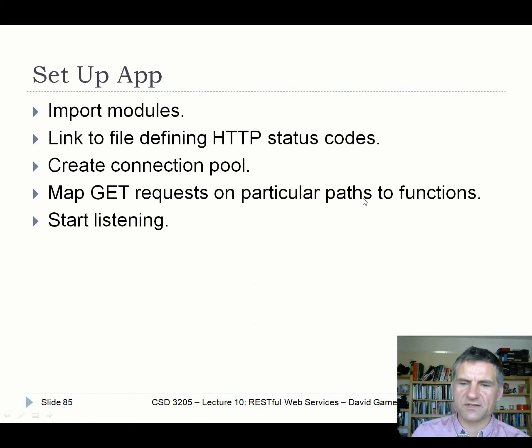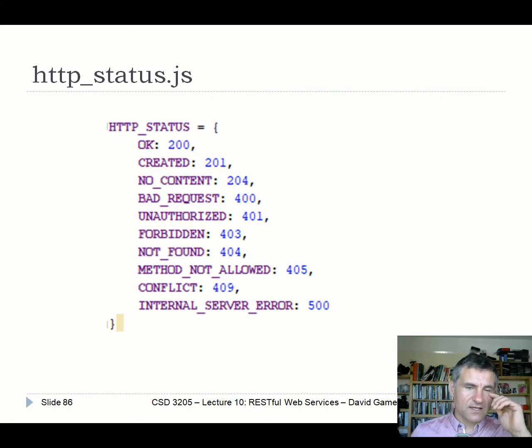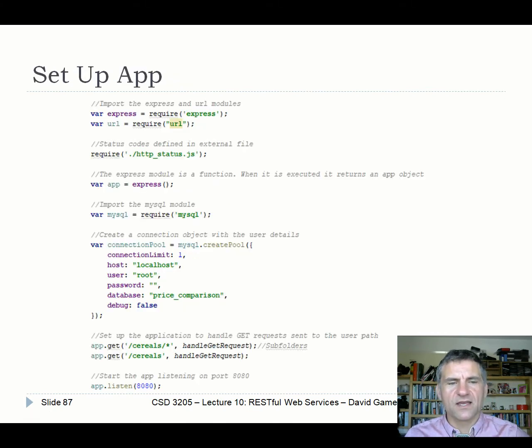So we map the GET requests onto particular paths, which you should know from the previous lecture, and then we just start listening. I just created a little JavaScript object with all the status codes. As I said, this probably exists in Express already, but never mind, I just made it easy for myself. And then we set up the app. I'm not going to go into the details of this because this was covered in the lecture on Node. But just so we can access the various modules we need.